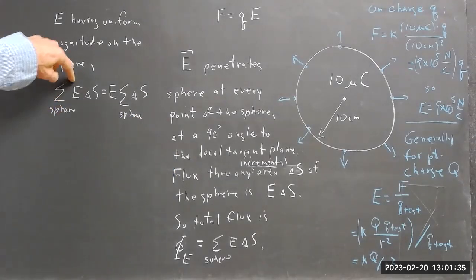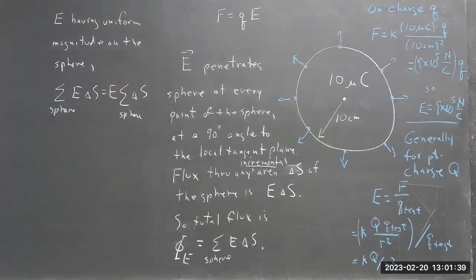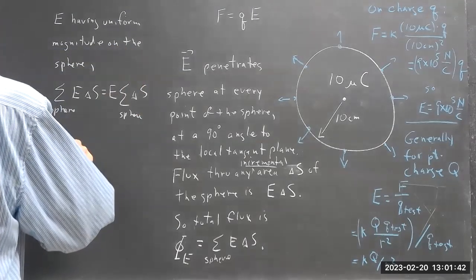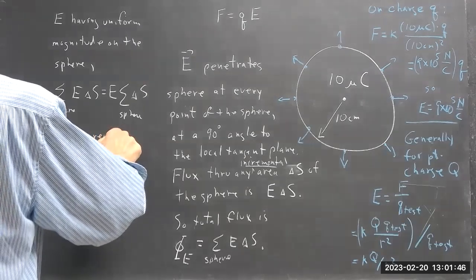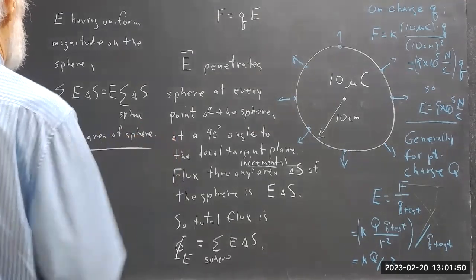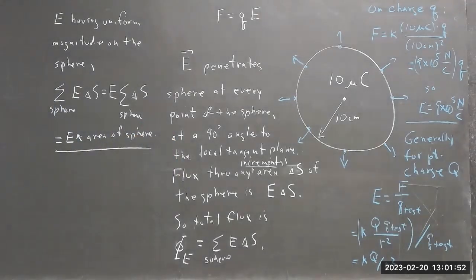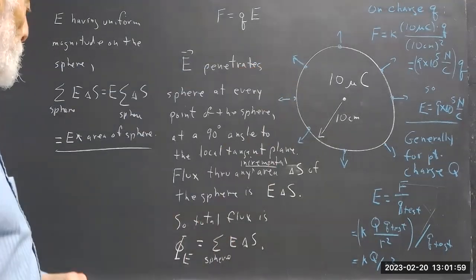I can say that the sum of your E delta S is E times the sum of your delta S's. It's E times the area of the sphere. So what would the total flux be for this sphere?